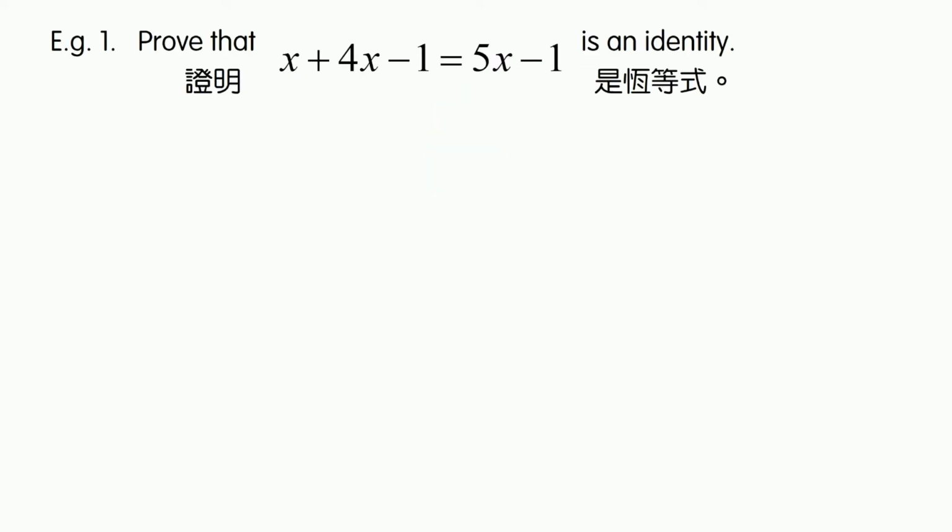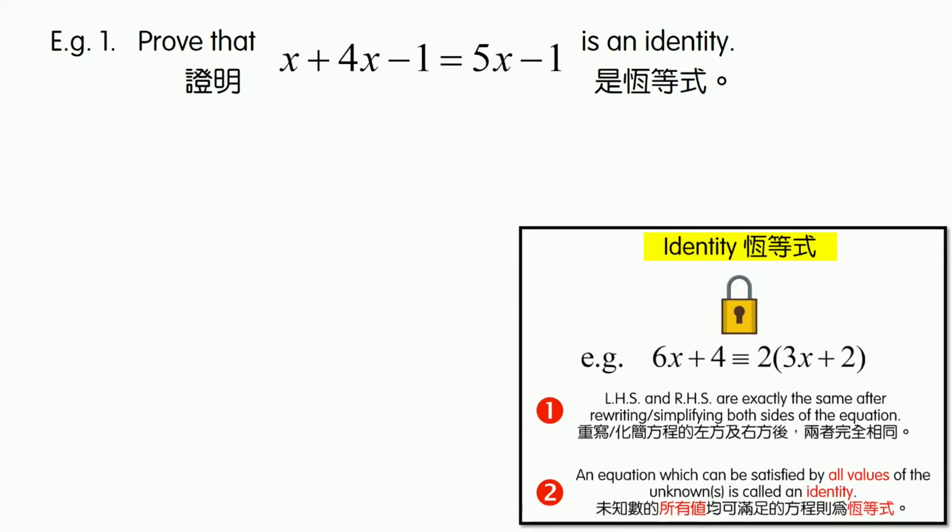Let's try an example. This example asks us to prove that x plus 4x minus 1 equals 5x minus 1. This equation is an identity. As mentioned before, there are 2 characteristics of identities. The first one is that the left-hand side and the right-hand side are exactly the same after simplification. The second is that no matter the value of x, this equation can still be solved.